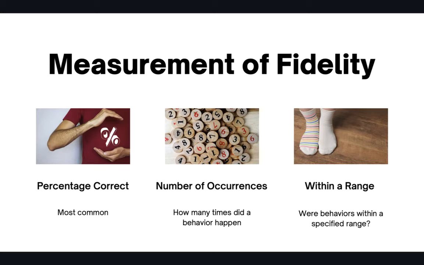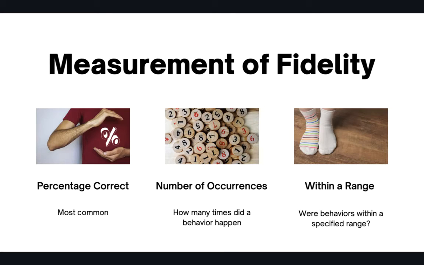And there are different ways to measure fidelity. So almost always we see a percentage correct reported, and that's great. It allows us to determine the percentage of steps that someone did out of the steps they were supposed to. And this makes sense in a lot of cases.